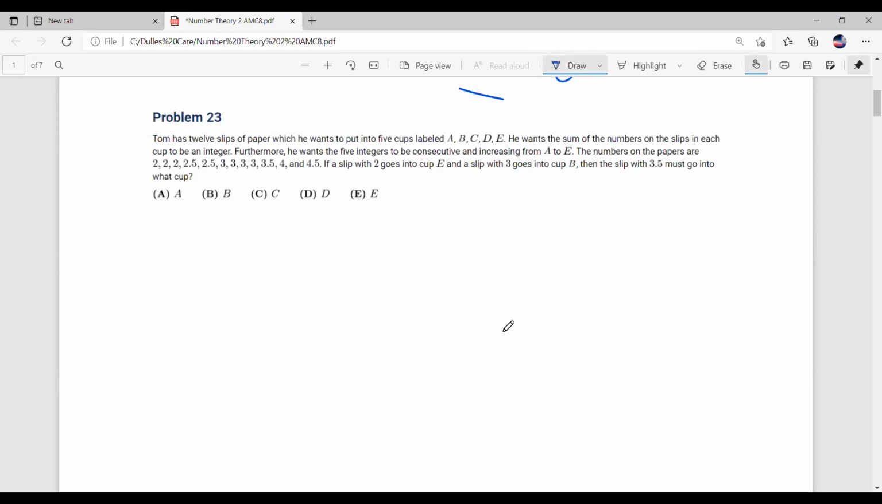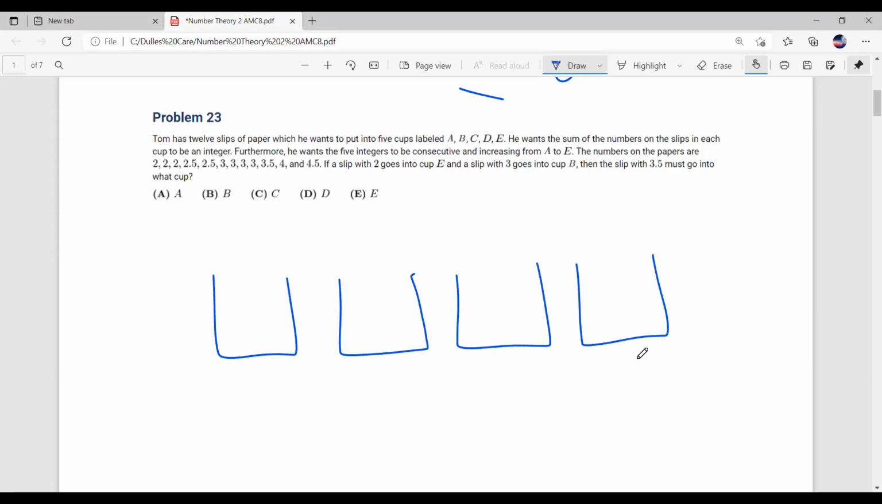Okay, so let's draw 5 cups, shall we? So here's cup A, cup B, cup C, cup D, and cup E. Now we know that 2 goes into here and 3 goes into here.